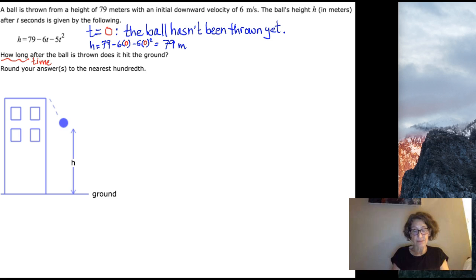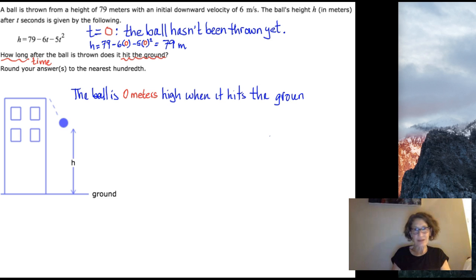So that makes sense. Okay, so now what are we asked to find in this problem? It says how long after the ball is thrown does it hit the ground? Well, hitting the ground means what? It means the ball is exactly 0 meters high, right? When it hits the ground, the distance from the ground is 0.